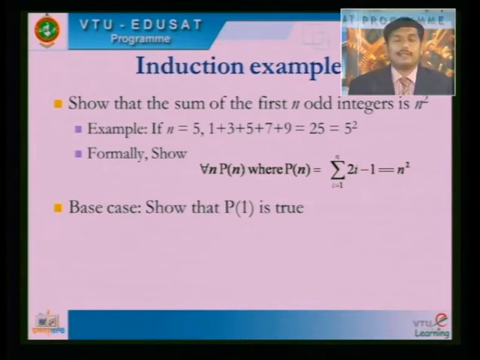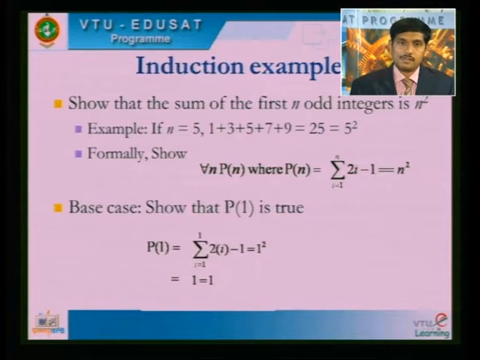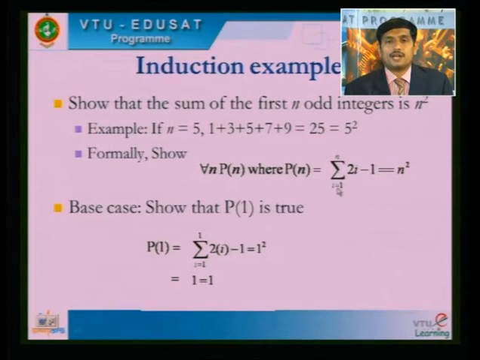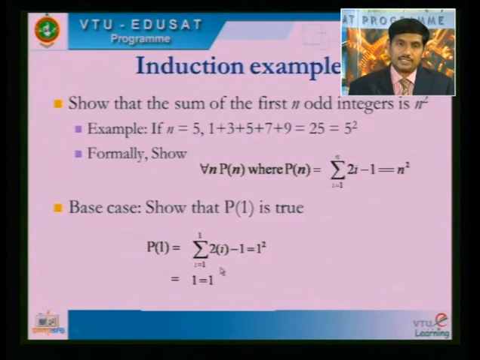First we show the base case. What is the base case? We start by checking whether P of 1 is true. If you put n equal to 1, P of 1 is the summation of i running from 1 to 1, which gives only one number, 2 into 1 minus 1, that is equal to 1. And n square is also 1, so 1 equals 1. The left hand side and right hand side are the same, which means it satisfies the base case.